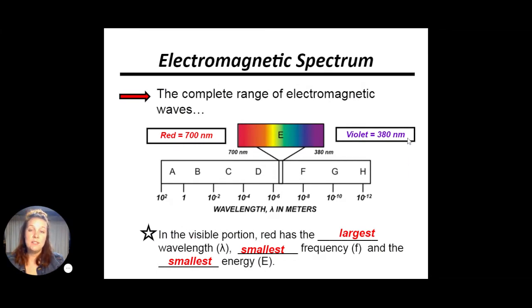Violet, on the other end of the electromagnetic spectrum, the visible section, has the smallest wavelength, the largest frequency, and the largest energy compared to the other colors in the visible spectrum. All of the colors in the spectrum have their own wavelengths.